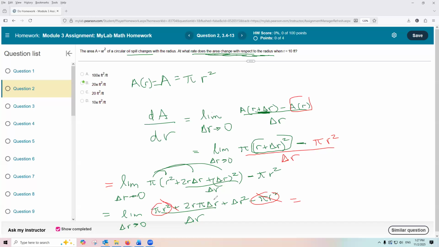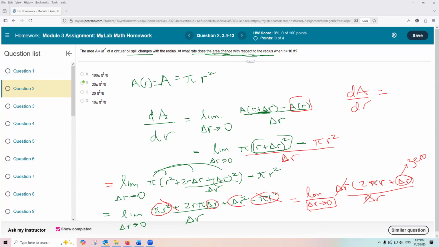On the top, let me factor out a delta r. So I'm going to have a limit as delta r goes to 0. I'm factoring out a delta r on the top. So that's going to leave me 2 pi r plus pi delta r all over delta r. But of course, delta r cancels top and bottom. When I go to take the limit as delta r goes to 0, this expression here goes to 0. So it looks like I'm just left with dA dr is equal to just 2 pi r.